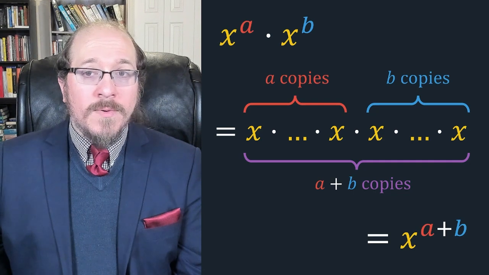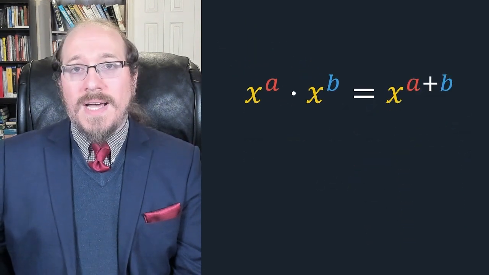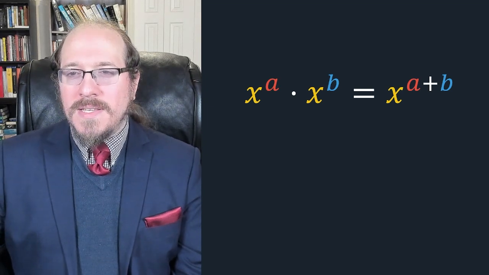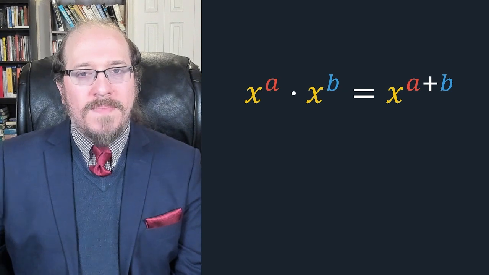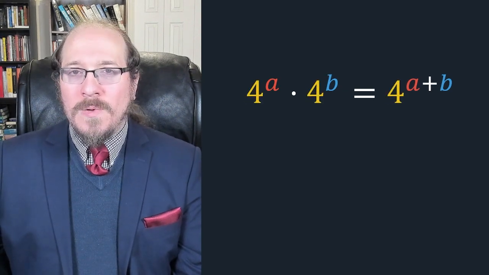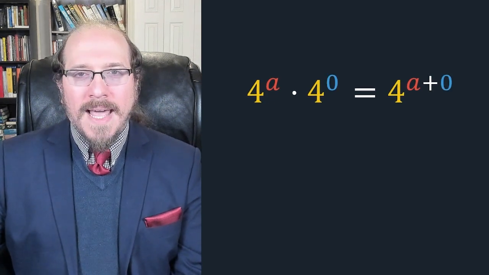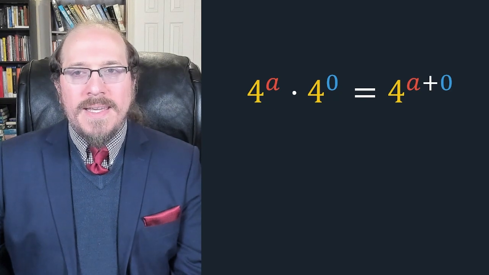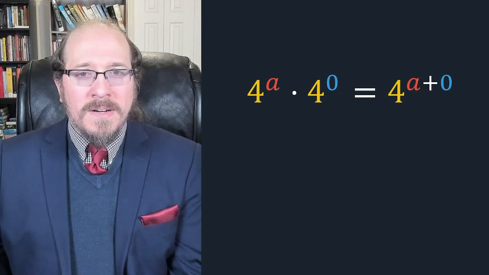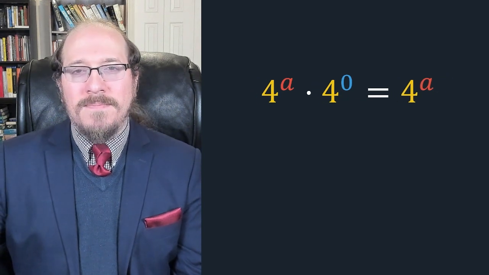In algebraic language, we would say that x to the a times x to the b equals x to the quantity a plus b. So let's use this equation to go back to our original question about 4 to the 0. We'll let x be 4, and then we'll let b be 0. So we have 4 to the a times 4 to the 0 equals 4 to the quantity a plus 0.